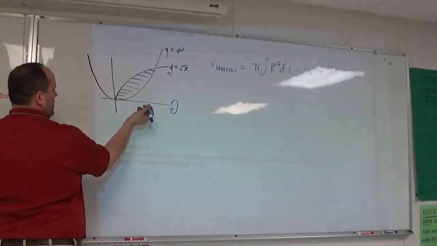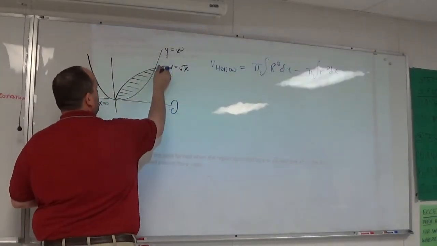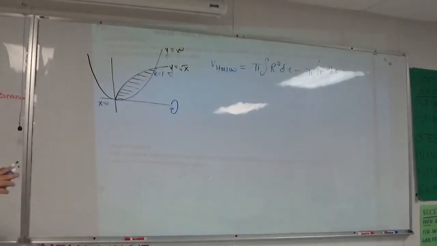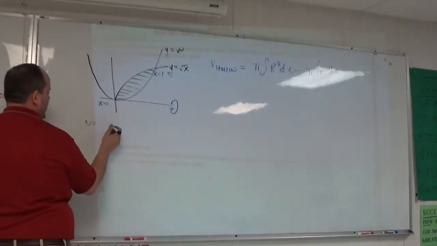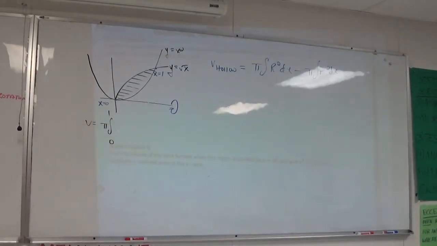We need to know the starting and the end points. We're going to start at the origin. This guy over here should be x equals 1 when you find the intersection on the calculator. Volume is going to be pi, integrate from 0 to 1.